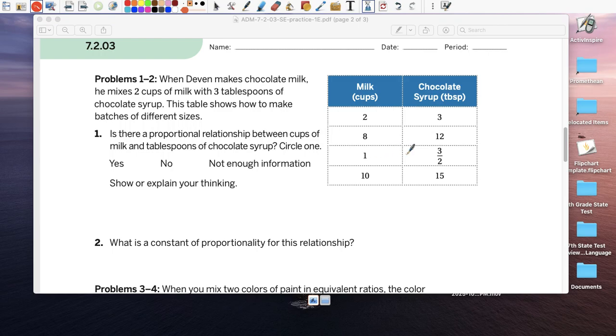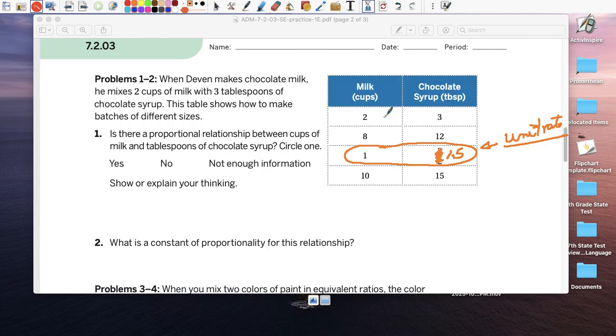So in here, one of the values is 1. So here is what happens when I use 1 cup of milk. How much chocolate syrup do I need? So instead of 3 over 2, let's switch that and write 1.5. Anytime you find this, where one of the values is 1, that is going to be our unit rate.